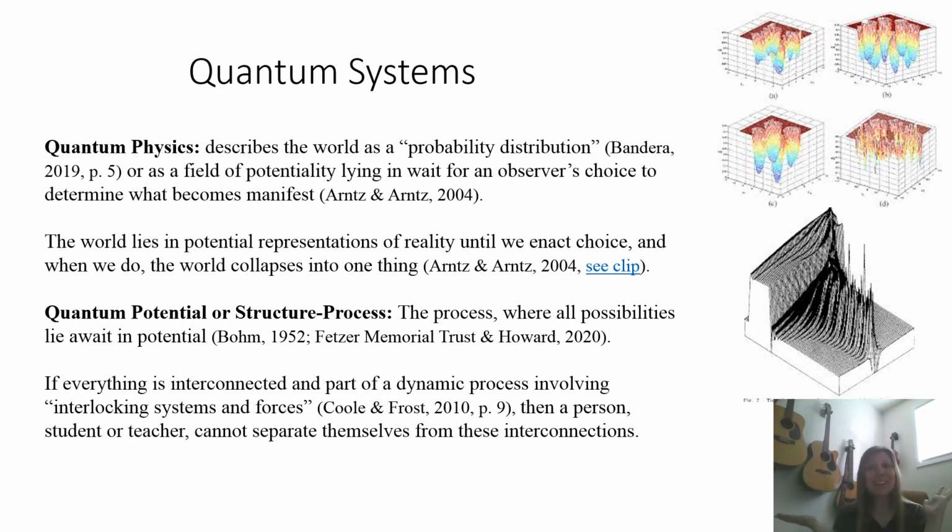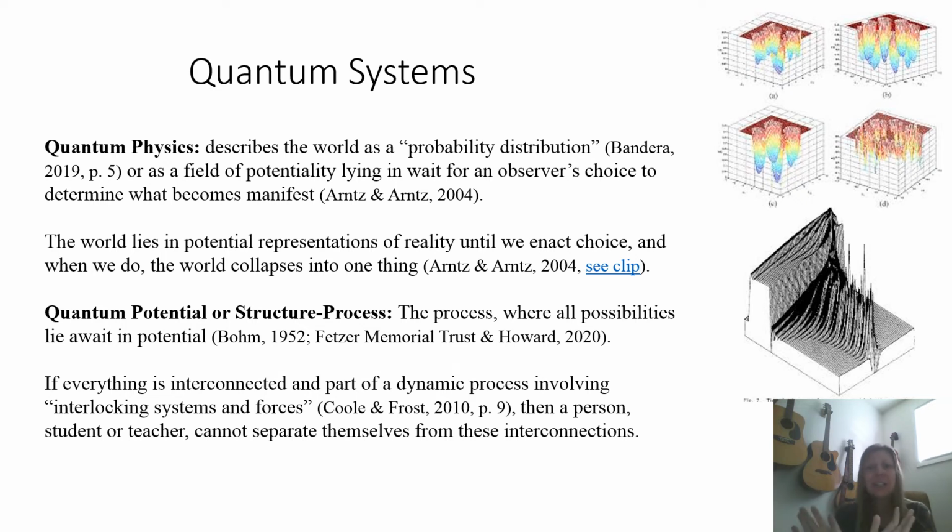Speaking of hypothetical situations and what becomes manifest in the physical world, research in quantum physics shows us that the world is not a predictable, fixed, closed system, but rather a probability distribution. David Bohm calls this probability distribution the quantum potential or structure process, which is the process where all possibilities lie awaiting potential until we make a choice. And this is how the person fits into this conversation. Because when the person makes a choice, the whole universe collapses into that one thing. It's kind of cool, actually. So this is particle wave dualism.